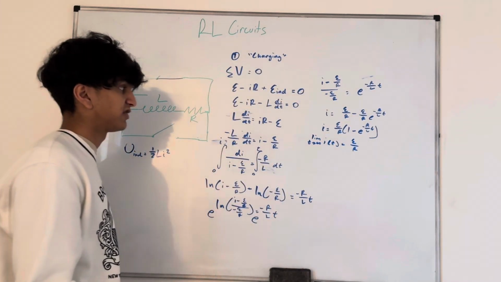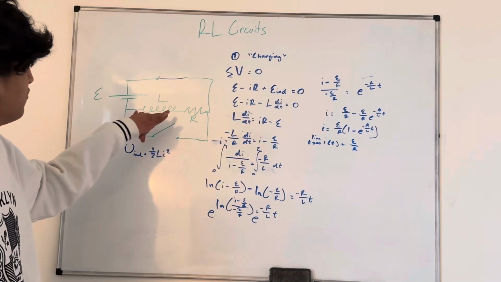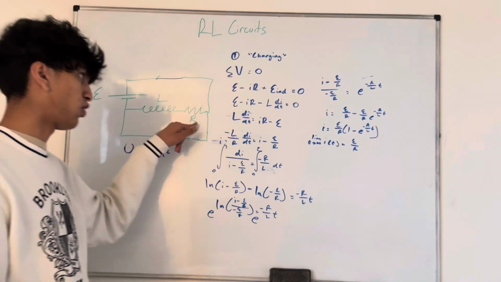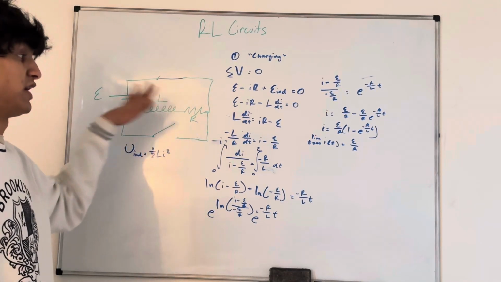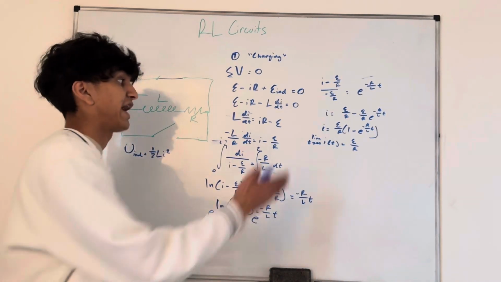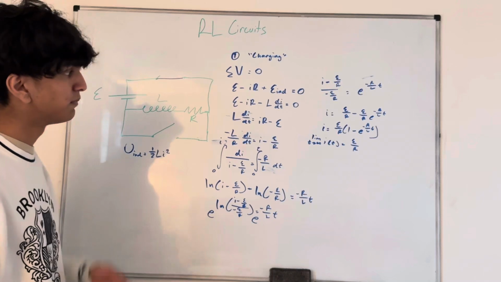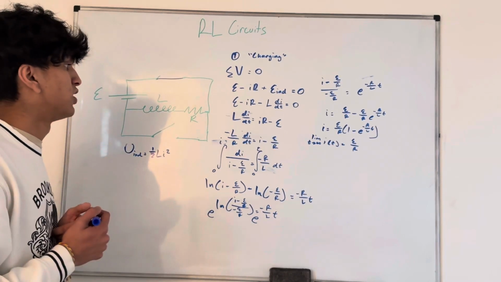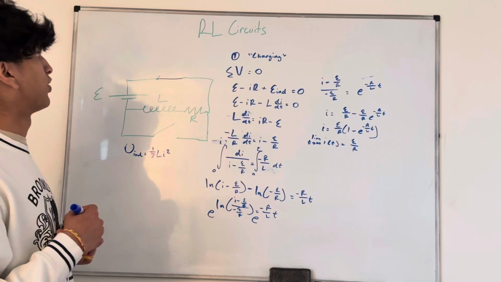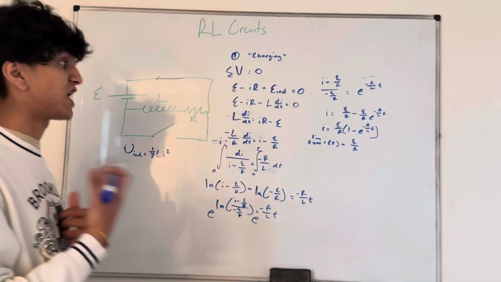So after a really long time, the induced EMF through this inductor is 0, and basically all my battery EMF goes to the resistor, and you get your max amount of current, EMF over R. And hopefully that was all fine and dandy. Now I should also talk about the time constant.